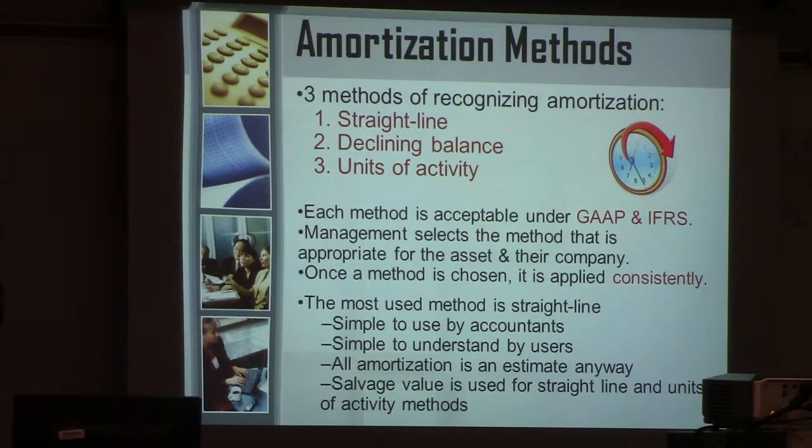First of all, amortization is an estimate. You have to think about the fact that you are using useful life and salvage value, and all of those things are estimates. So straight line is the easiest estimate to come up with. It is extremely simple to use and extremely simple to understand. For users, amortization sometimes can be tricky, and straight line can make it easier.